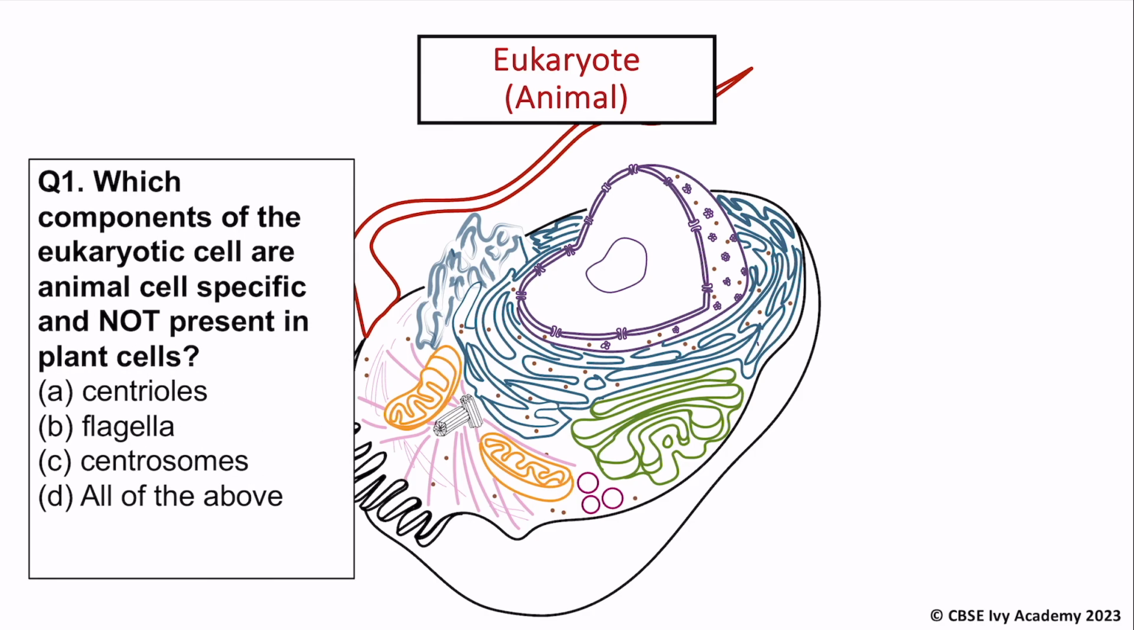Which components of the eukaryotic cell are animal cell specific and not present in plant cells? Centrioles, flagella, centrosomes, or all of the above? Which is not present in plant cells? And the answer is all of the above. Plant cells do not have centrioles, centrosomes, or flagella.